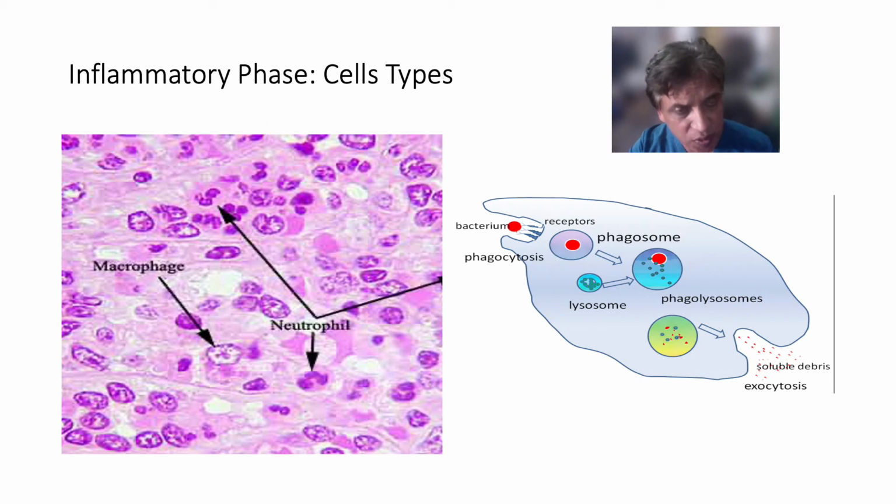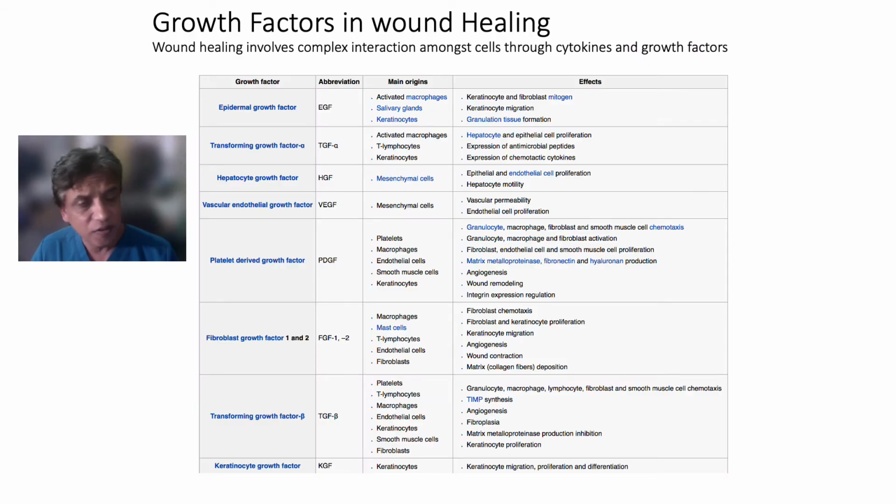In addition, as we noted in the previous slide, you have a local generation of hydrogen peroxide and hypochlorous acid, which also aids killing of bacteria. The digestive products from local microdigestion of bacteria and non-viable tissue are then released by the cells into the extracellular space. So as we noted, the macrophage is the central cell in wound healing, at least in the inflammatory phase, because it helps coordinate wound healing.